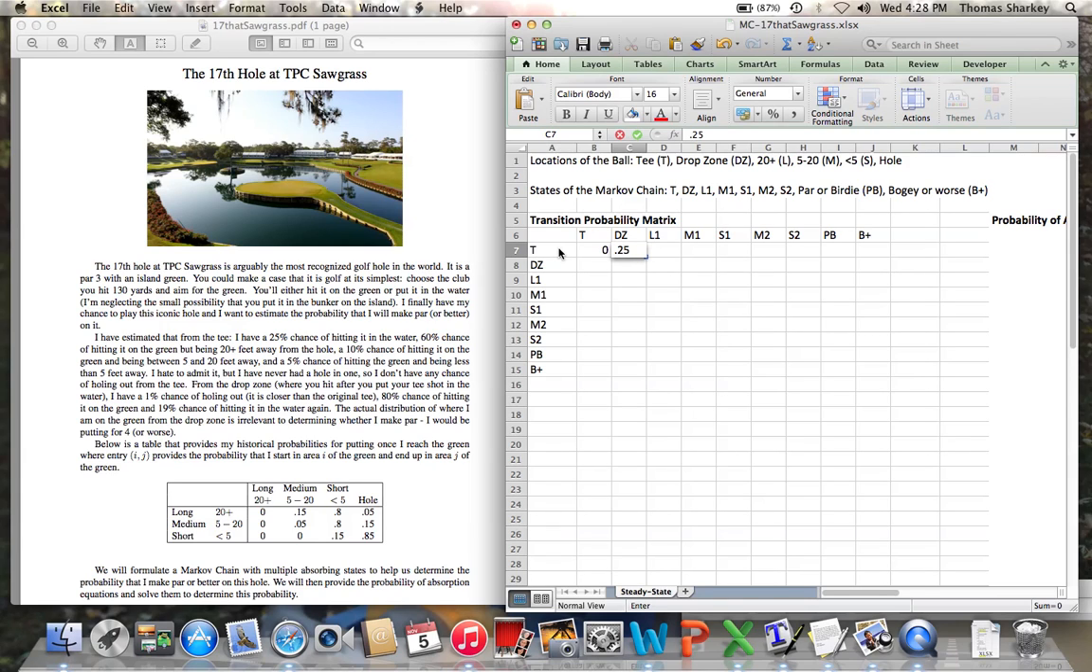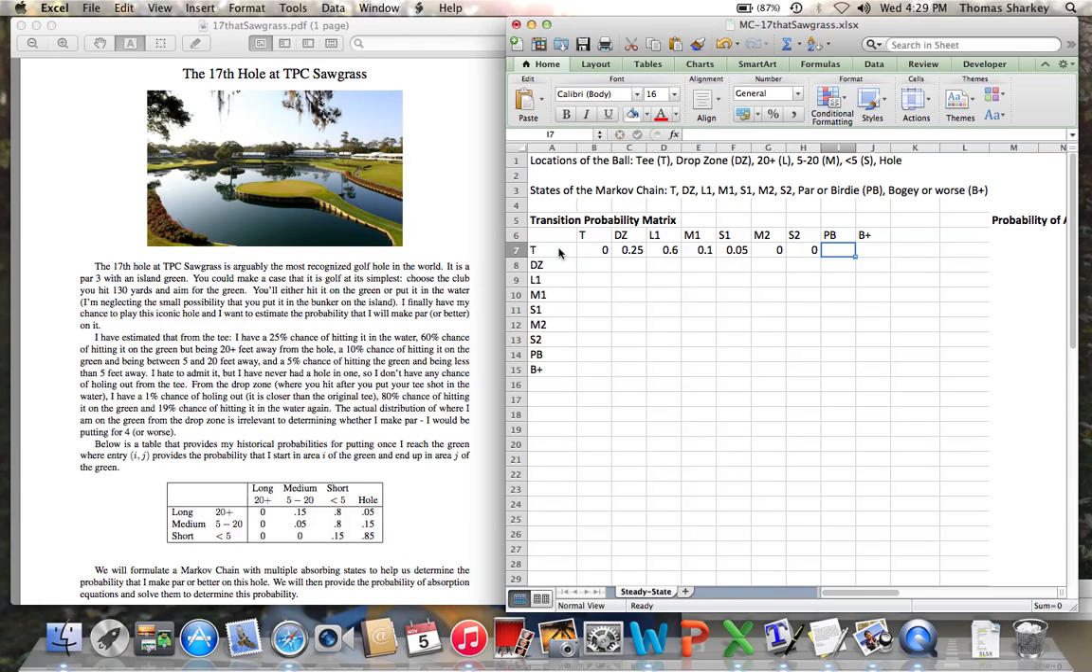Basically 25% of the time I end up in the drop zone because I put my ball in the water. And then I have a 60% chance of hitting my ball onto the green and being 20 plus feet away. I have a 10% chance of hitting my ball onto the green and being 5 to 20 feet away. And then I have a 0.05% chance of hitting my tee shot and being 5 feet or under. I can't end up being on the green after 2 shots from just the tee, because that only represents essentially 1 swing, the tee transition.